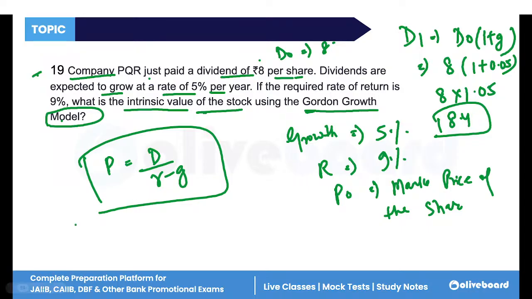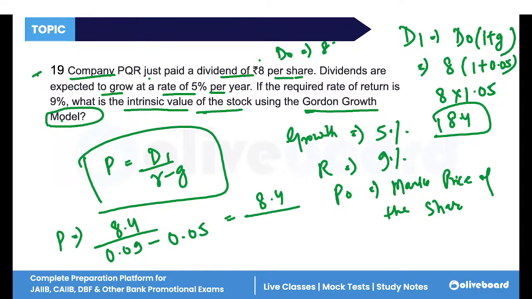That is 8.4. Now P equals D1, which comes to 8.4, upon R minus g, which is 0.09, the required rate of return, minus 0.05. So 8.4 upon 0.04. Now 8.4 divided by 0.04 is 210. So rupees 210. The intrinsic value of the stock is rupees 210 using the Gordon growth formula. This is the answer.